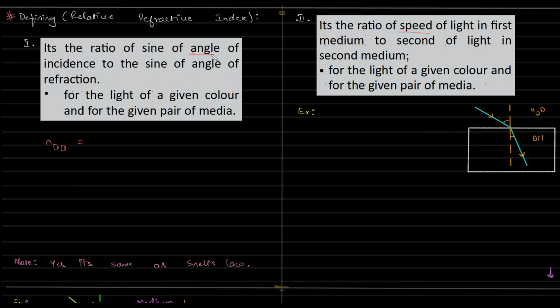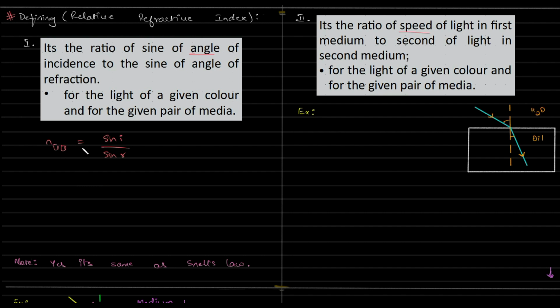It is a ratio of the sine of the angle of incidence, sine of I, divided by the sine of the angle of refraction, sine of R, for light of a given color and for a given pair of media. This is how you represent it. Yes, this is nothing but your Snell's law.